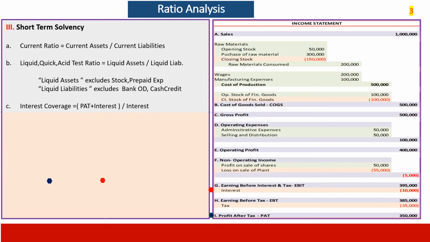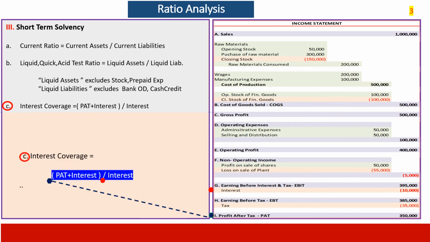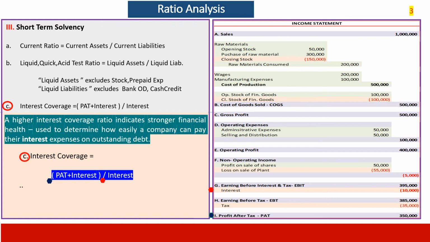Now let's get into interest coverage ratio. Interest coverage ratio talks of profit after tax plus interest. In our case, it is 350 plus 10, 360 divided by 10. 360 divided by 10 is 36 times. What does this indicate? A higher interest coverage ratio indicates stronger financial health, and it is used to determine how easily a company can meet its interest commitments.